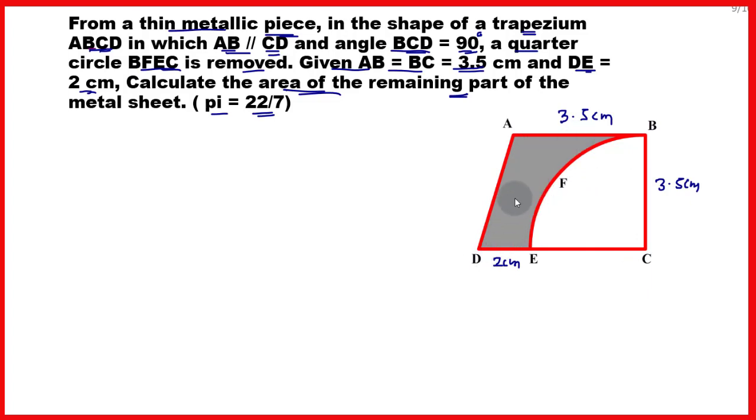So you know that the area of the remaining portion can be calculated as the area of the trapezium minus area of this quadrant. So here we see that this is the radius and this is also the radius of the same quadrant, and therefore if this is 3.5 centimeter, this will also be 3.5 centimeter. And therefore we will find the area of this shaded region.